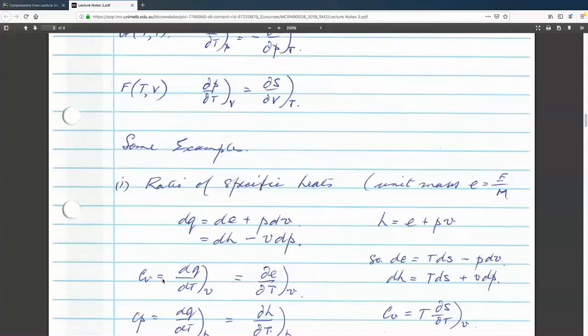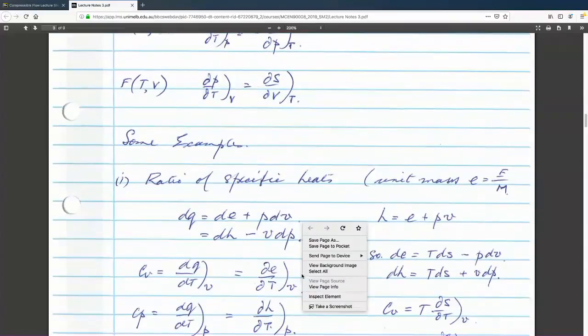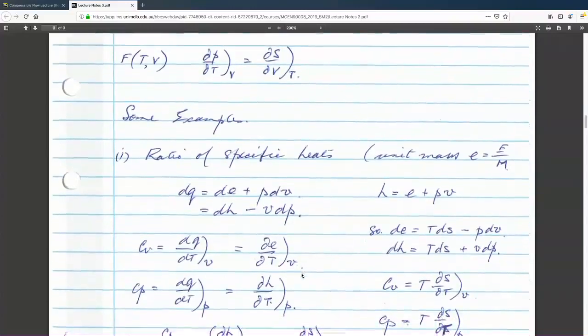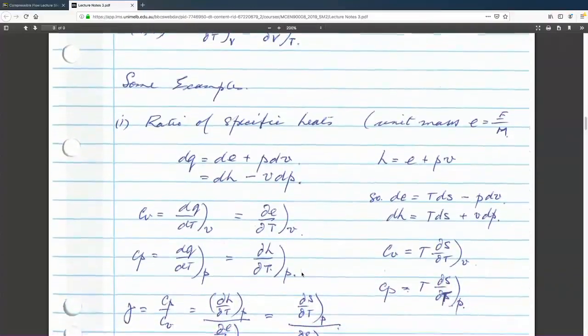So CV is obviously at fixed volume, dE/dT, and CP is at fixed pressure, so that would be 0, and the dQ would be dH, the change in the enthalpy, dH/dT at fixed pressure. All right, now I can do some more playing around here and show you why the ratio of the specific heats is a quantity of interest.